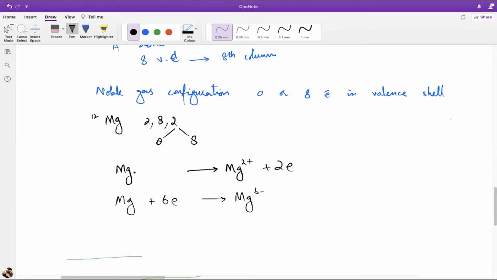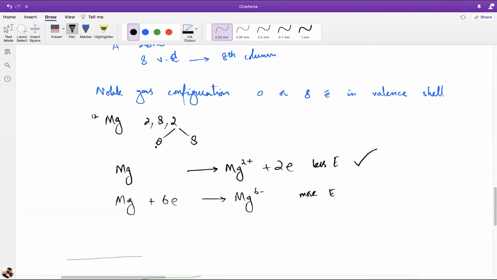So what does it mean? It means a magnesium atom changed to magnesium with a positive 2 charge. Why? Because it lost 2 electrons. The second row we'll read as magnesium and 6 electrons combined, and they made magnesium with a 6 negative charge. Now remember, electrons are expensive. So this will require more energy and this will require less energy. So this is good. So we're going to do that.